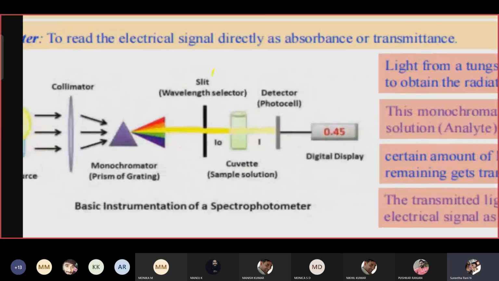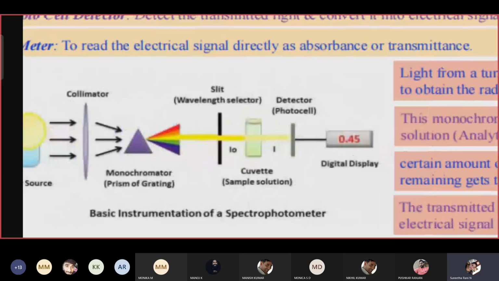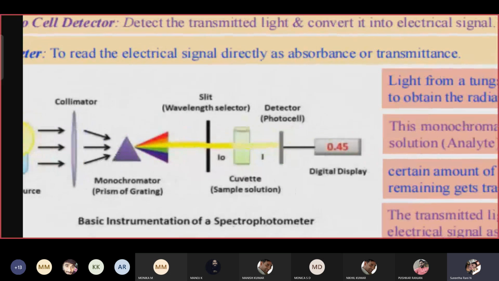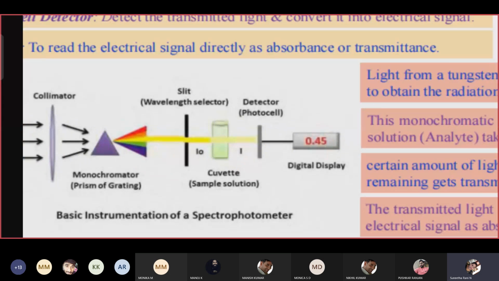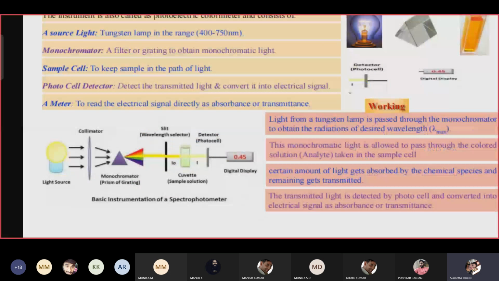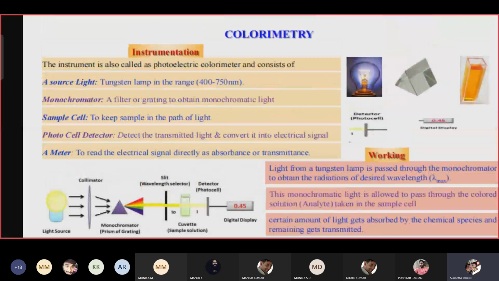The cuvette or sample holder contains colored solution. Once this light radiation passes through this colored solution of different concentration, it absorbs the light radiation and measures the concentration and the intensity of the color developed. With the help of a detector, it detects the intensity of this colored radiation, and whatever intensity is detected by the detector, it displays on the digital meter. The source of light we are using here is a tungsten lamp.